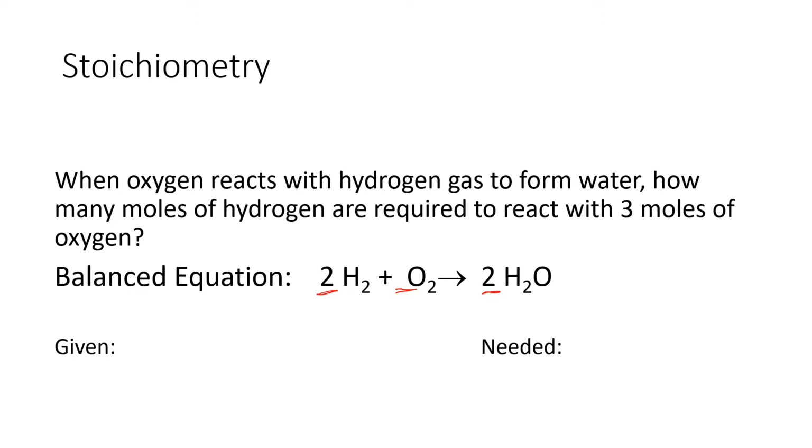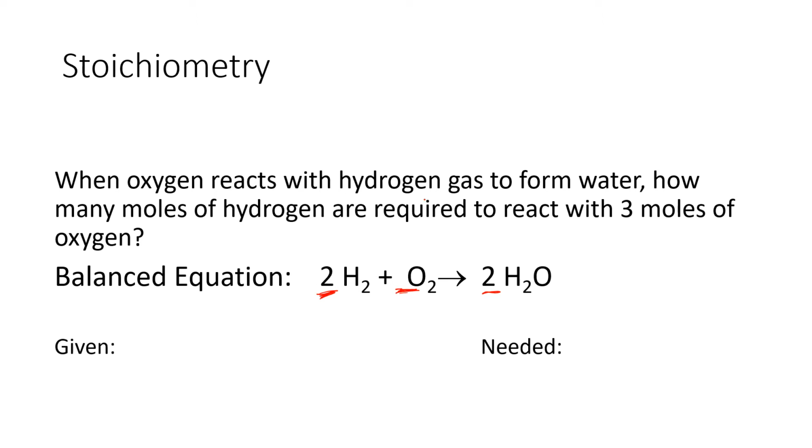So we have water coming from oxygen and hydrogen. It takes 2 moles of hydrogen for every 1 mole of oxygen to give you 2 moles of water. So let's work some of this out now.